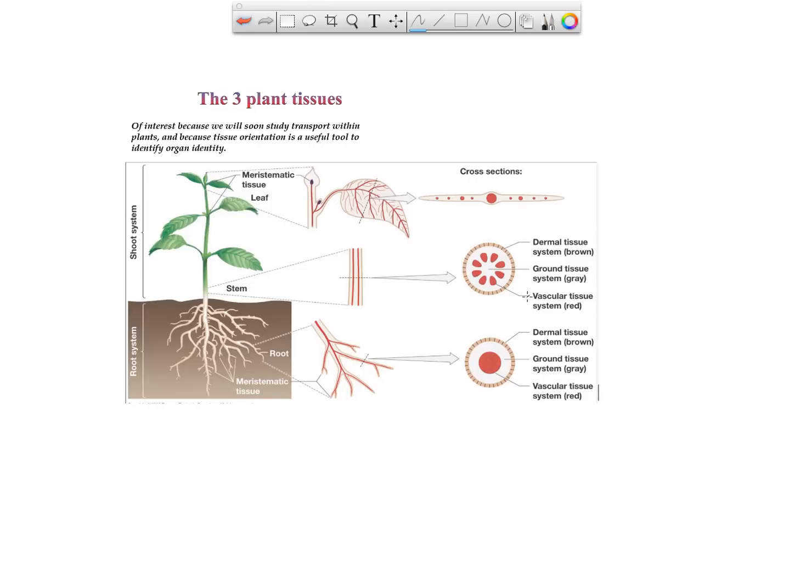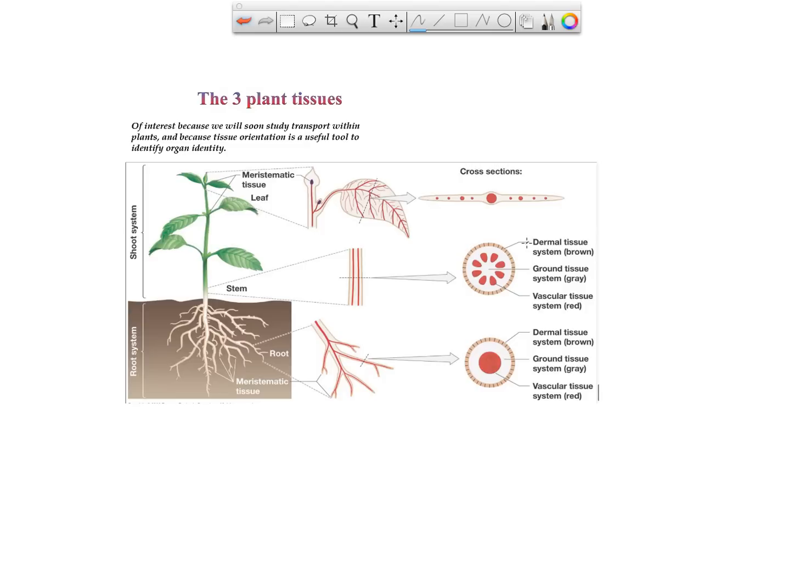This is a little different than animal biology. Notice that the dermal tissue is only on the outside. You have dermal tissue lining your organs. So you have an intestinal dermal layer, and your heart is covered with a dermal layer. But in a plant, the only dermal tissue is on the surface.